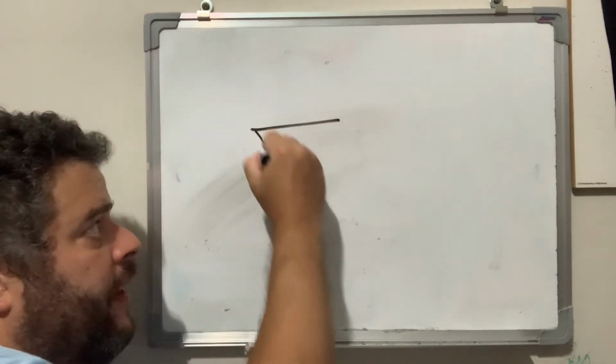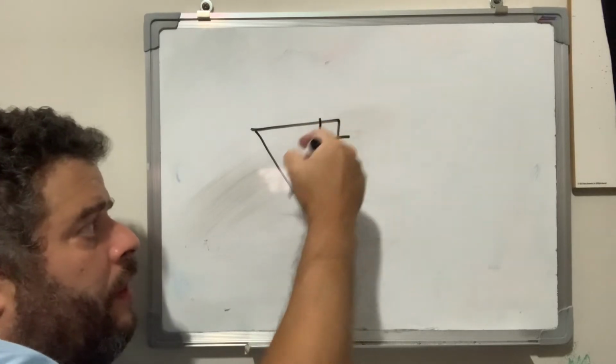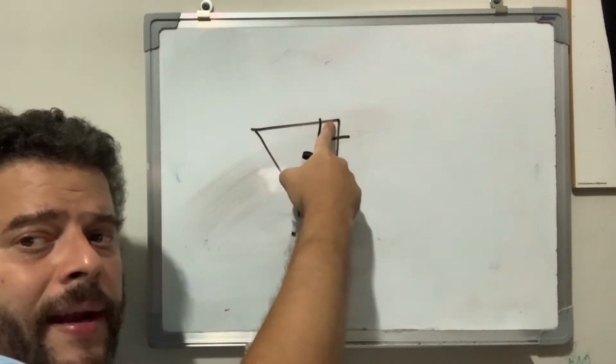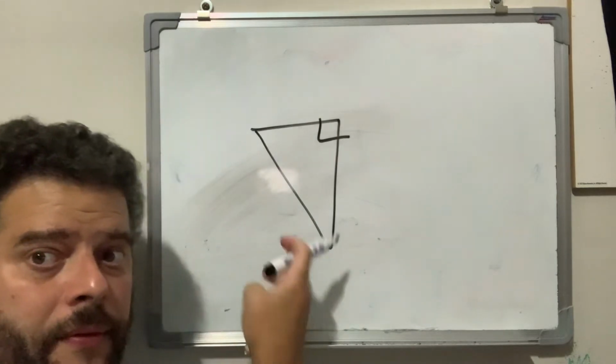So let's look at the example they have in the book. They have a triangle that's like this. Remember, the hypotenuse is always opposite to the right angle. Here it's obvious, this is the longest side.